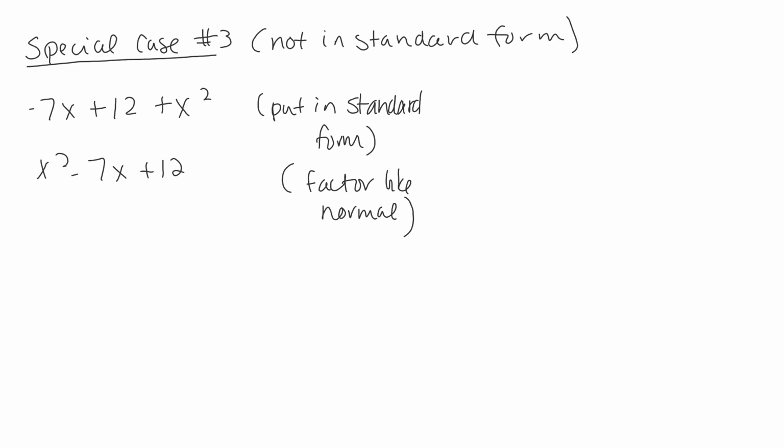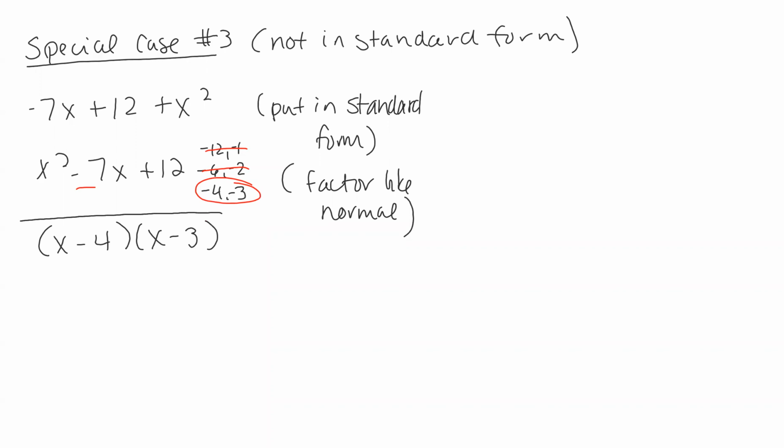All right, so I'm looking for factors of 12. Both would end up being negative because we've got negative 7 here. So I could have negative 12 and negative 1, negative 6 and negative 2, negative 4 and negative 3. Well, that's negative 13, negative 8. That one's just right. So I would go x minus 4, x minus 3. And that's it. So basically, if you have a polynomial that's not in standard form, put it in standard form and then factor.